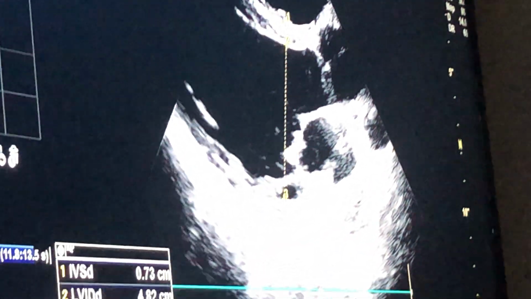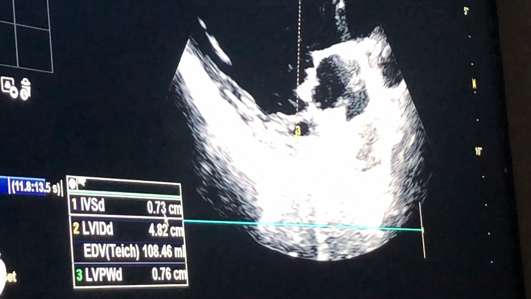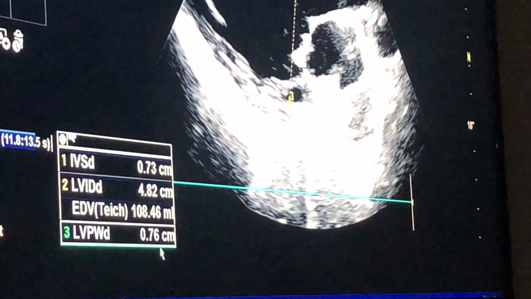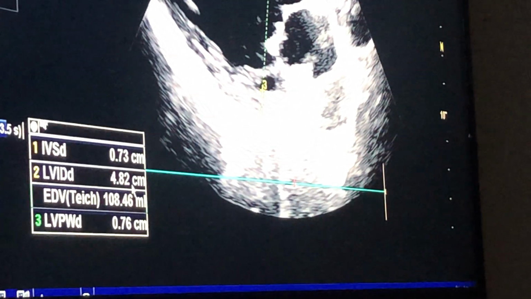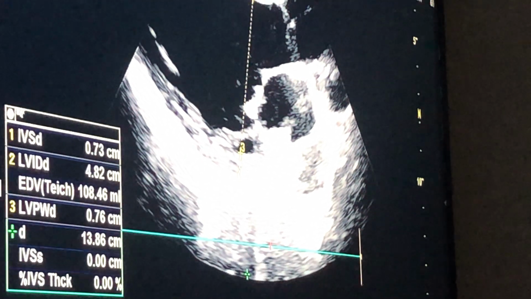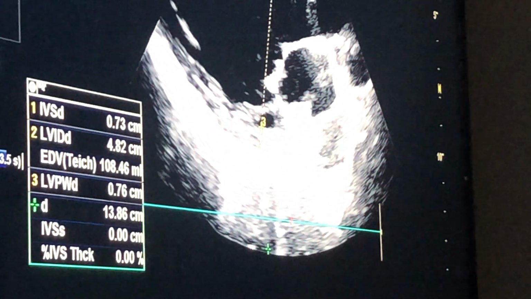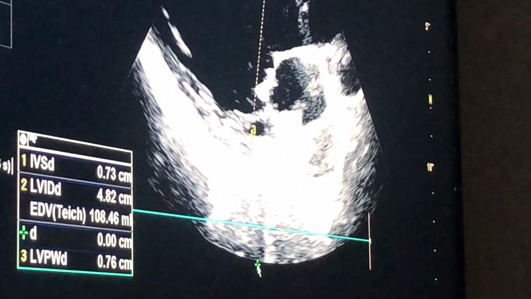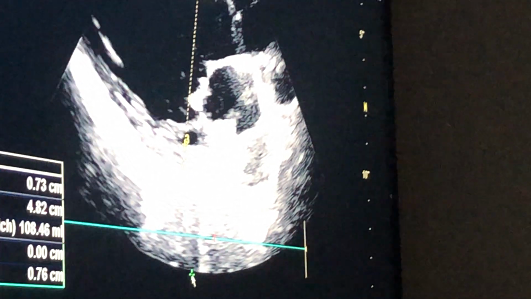Do you see 0.76, 0.73? For a woman, as long as it's under 0.9, it means she's normal. This left ventricular internal dimension in diastole, hers measured 4.82. That's also normal. I just kind of wanted you guys to know. So we're going to take that, and now we're going to measure end systole.